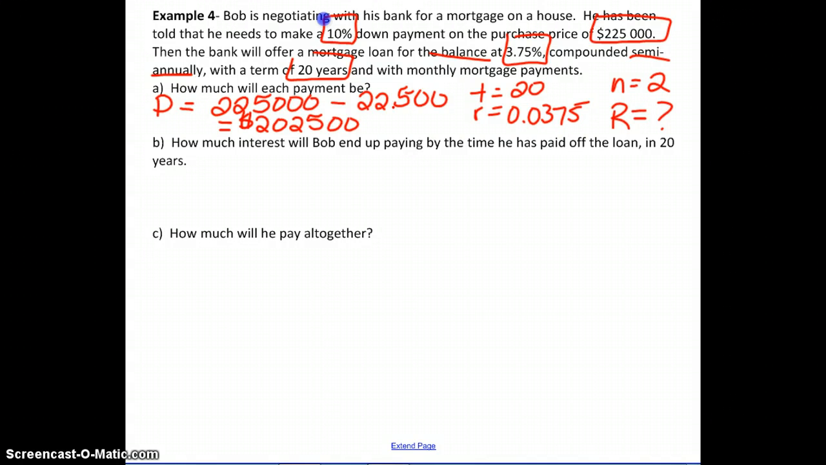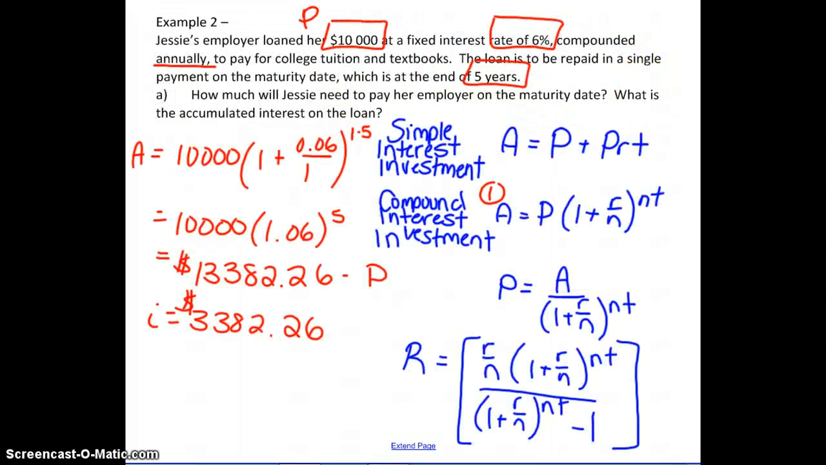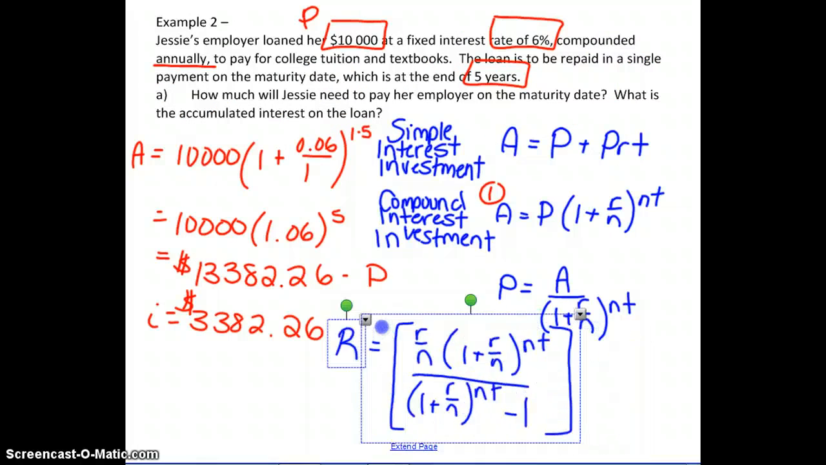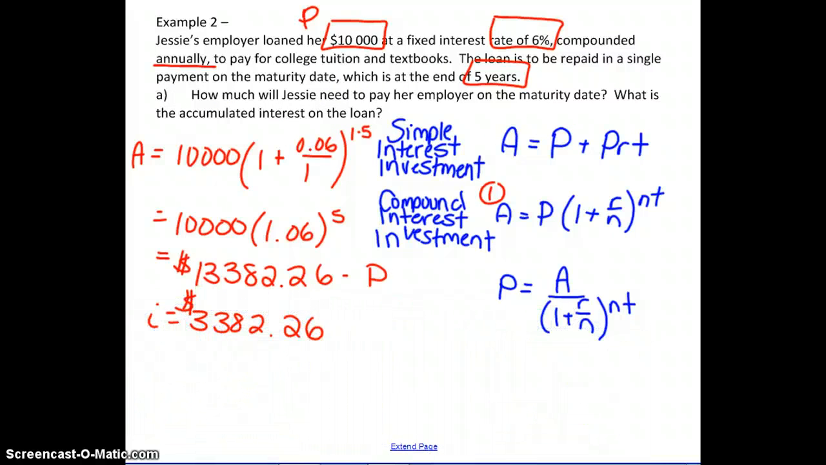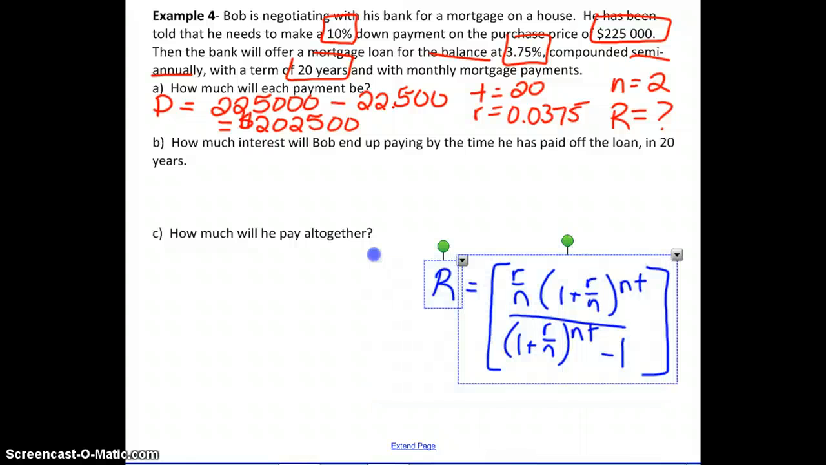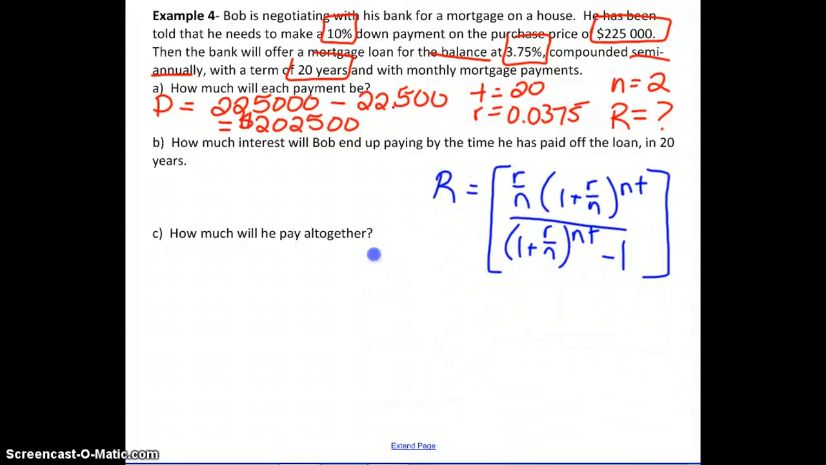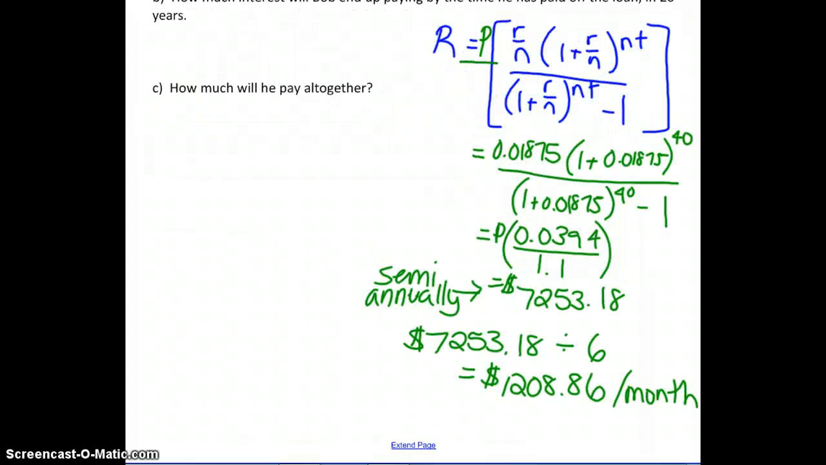In that case, we're going to use our big formula right here. R is what we're looking for. Let's just plug everything in. What I forgot in the formula is that we have to multiply this all by your principal. So we will figure out that it's 0.0394 over 1.1 times your principal, which gives us $7,253.18 semi-annually. Now semi-annually means every 6 months, so we have to divide by 6 to figure out that it's $1,208.86 per month.